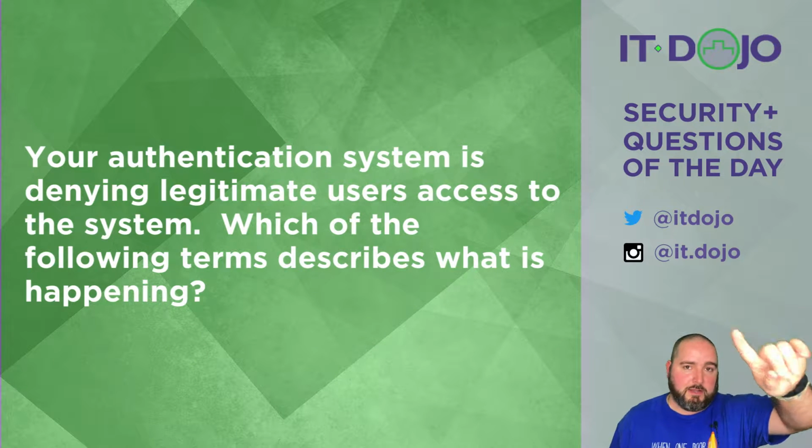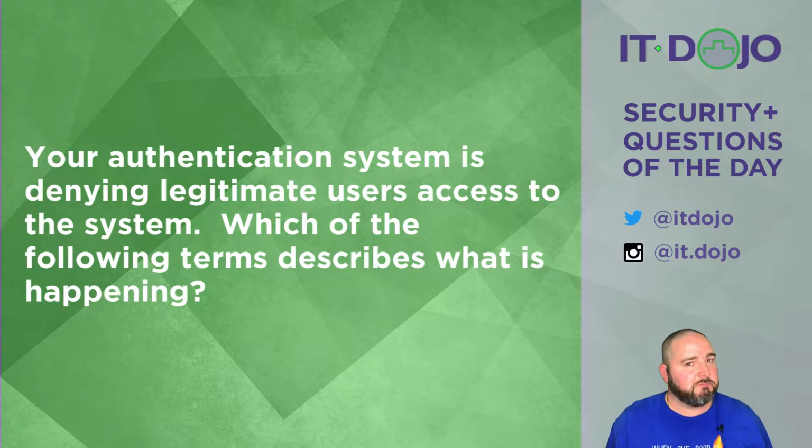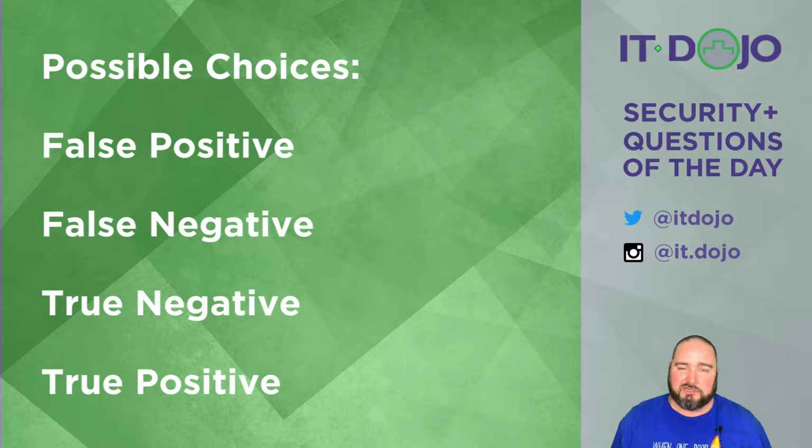Okay, question number one. You've got an authentication system that is currently denying legitimate users access to the network. Which of the following terms describes what's going on? If you need to click pause, do so. When you're ready, click play. We'll talk it through. All right, in the world of authentication, you've got true positives, true negatives, false positives, and false negatives. When legitimate users are being denied access to the system or to the network or to whatever it is that you're trying to authenticate them accessing, that's called a false negative.